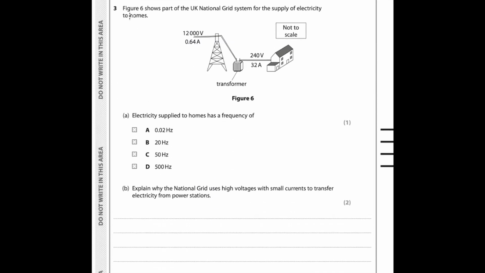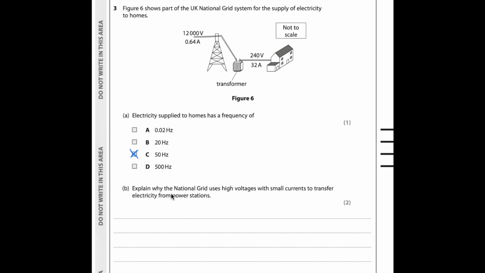Question 3. Figure 6 shows part of the UK national grid system for the supply of electricity to homes. Electricity supply to homes has a frequency of 50 Hz. That's one of them, you either know it or you don't.